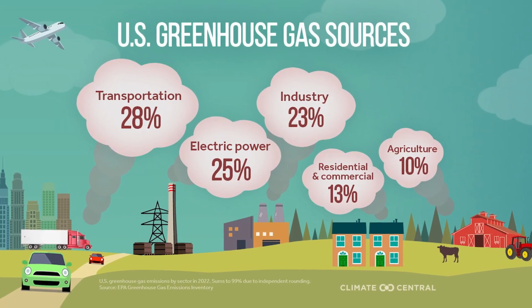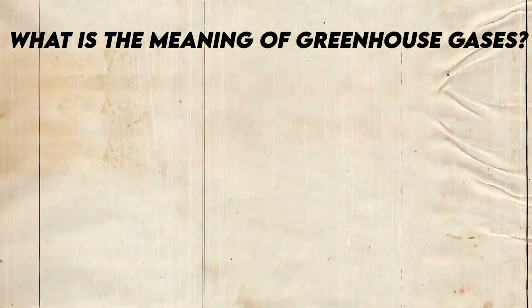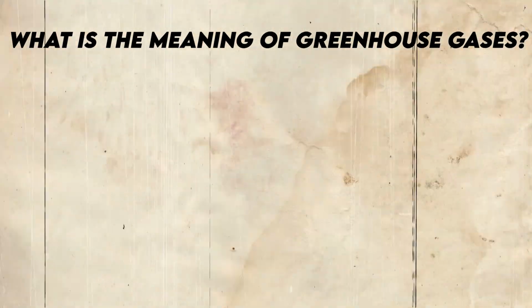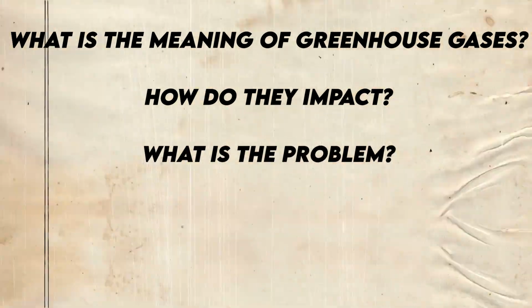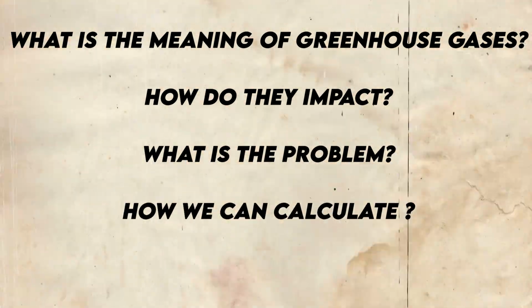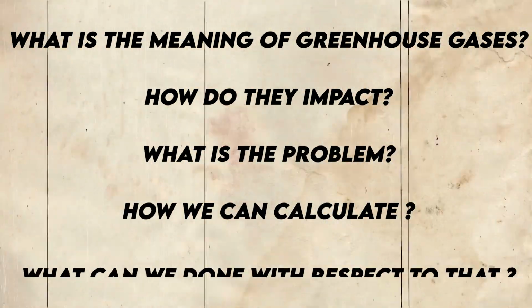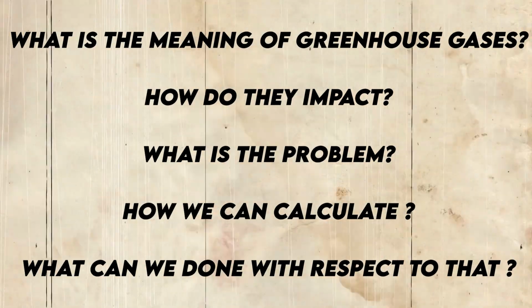This is something happening with respect to the greenhouse gases. By the time this video will end, you will understand what exactly is the meaning of these 7 greenhouse gases, how they are impacting the environment, what are the problems that they are creating, how we can calculate in reference to CO2, and what can be done with respect to that.